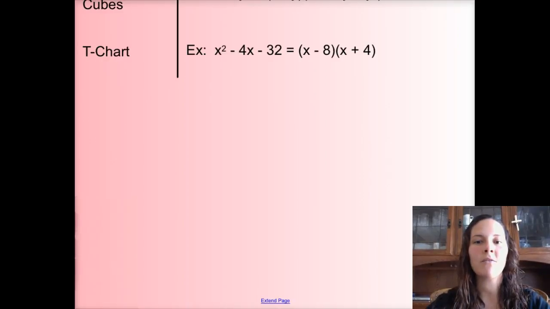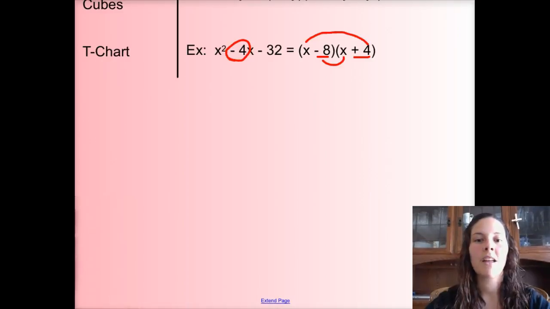So let's remind ourselves of why the T-chart factoring works. This middle term is the sum of the -8 and 4. That's the inside and the outside. The x times 4 minus 8x gives us a sum of the -4x. The -32 is the product of the -8 and 4. So that's the last terms. The -8 times 4 gives us the -32, and of course the x squared comes from the x times x.